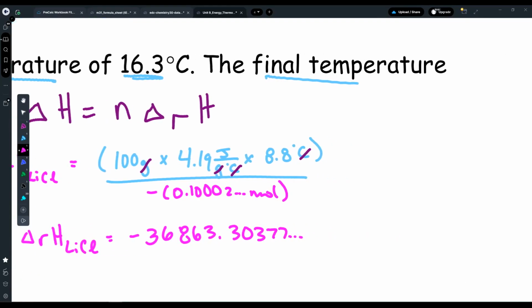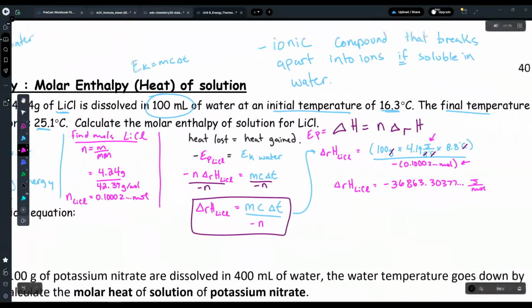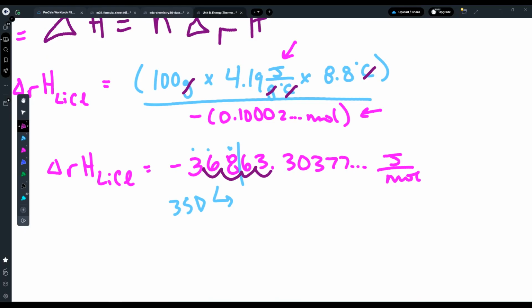Now for our units, the only units that didn't cancel out are joules and moles. Since all of the numbers given to us were in 3 sigdigs, we need to make sure that our final answer here is in 3 sigdigs. So I count from the left, 1, 2, 3. There's my cutoff line. Since our cutoff line is ahead of the decimal point, we're going to need to use scientific notation. So I need to move the decimal over so that there's only 1 digit to the left of it that is not 0. So 1, 2, 3, 4.